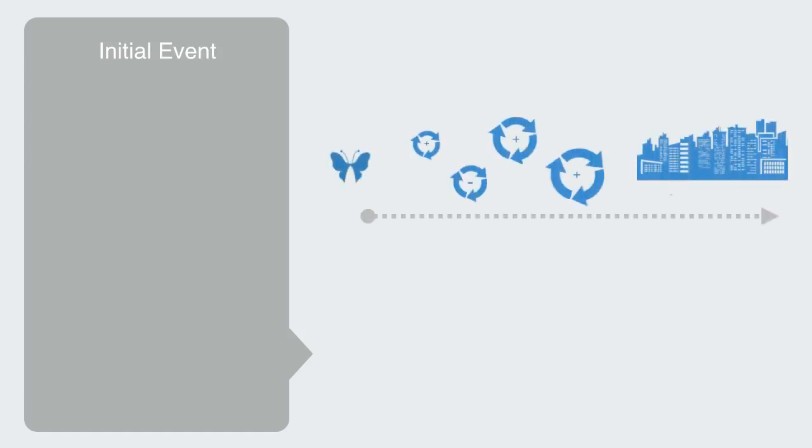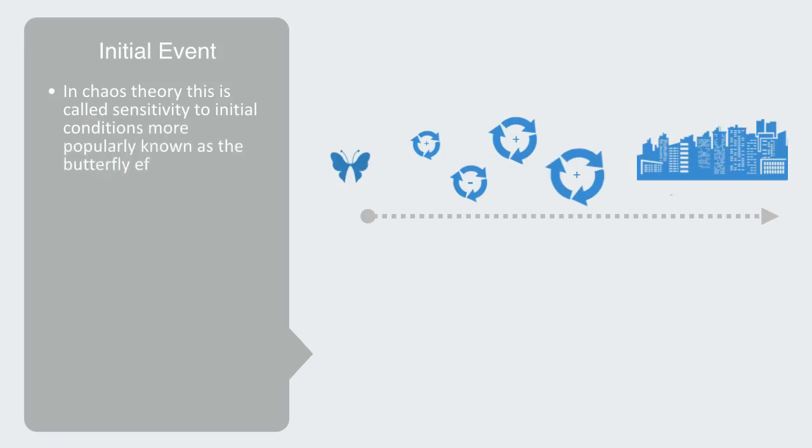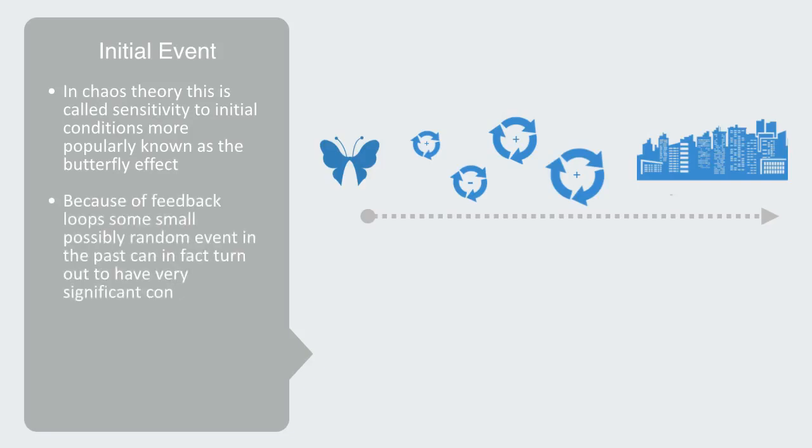Path dependency maintains that the starting point, as well as feedback loops along the way, affect and shape the end outcome to the technologies of today. In the language of chaos theory, this is called sensitivity to initial conditions. More popularly, it is known as the butterfly effect. Because of feedback loops, some small, possibly random event in the past can in fact turn out to have very significant consequences in the present or future, and we cannot predict this process a priori. We have to run or simulate the running of the system in order to understand its future state.